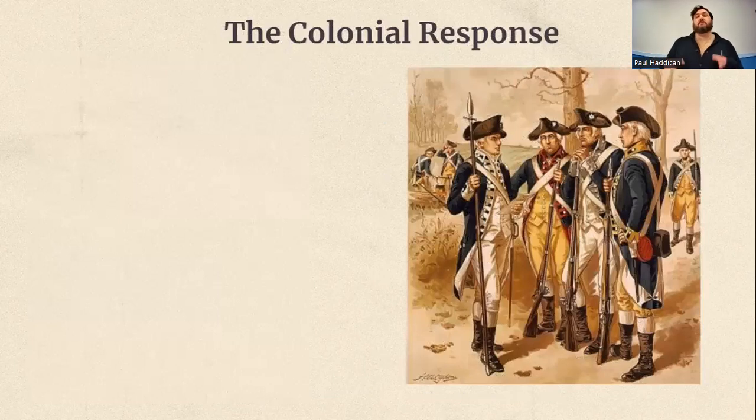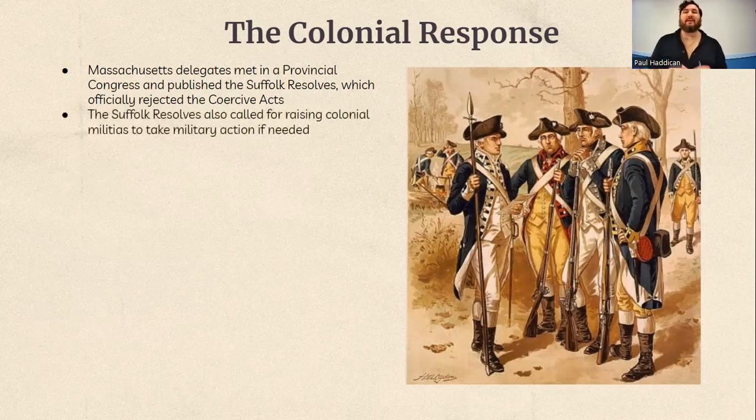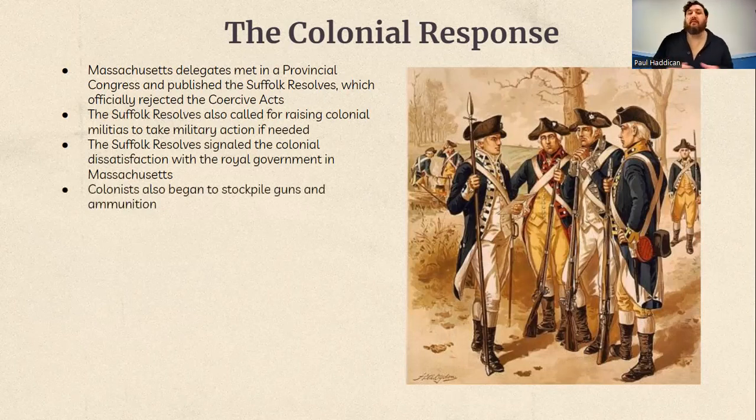The colonial response to that is that the Massachusetts delegates are going to meet in a Congress and publish the Suffolk Resolves, which is officially going to reject the Coercive Acts, which was putting Thomas Gage in charge, garrisoning those troops, starting that stockpile. They're going to reject everything that Britain had done so far. They're also going to say we need to raise our own colonial militias to take military action against the British. It's going to really show how dissatisfied the colonists are with the royal government, and specifically the royal government in Massachusetts. They are going to begin stockpiling guns and ammunition.